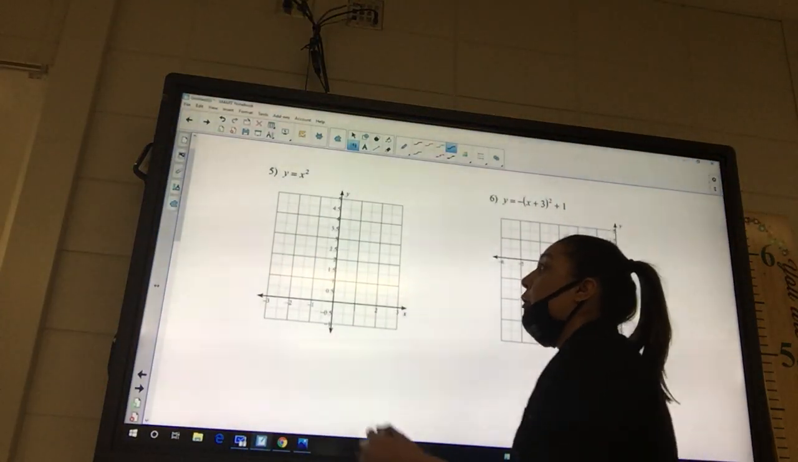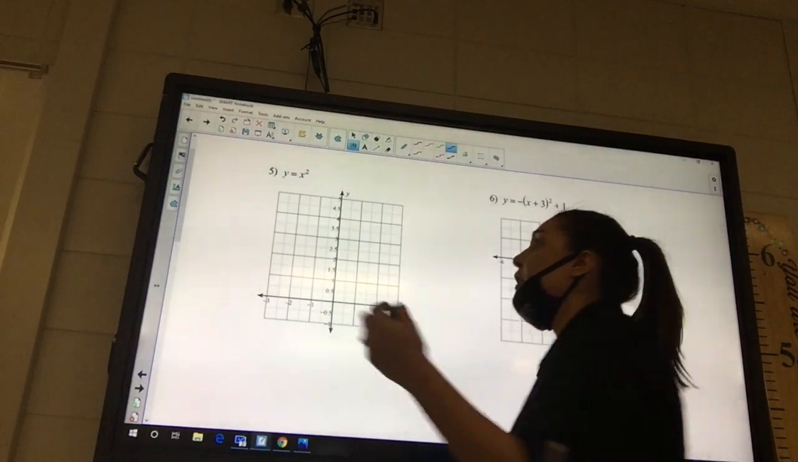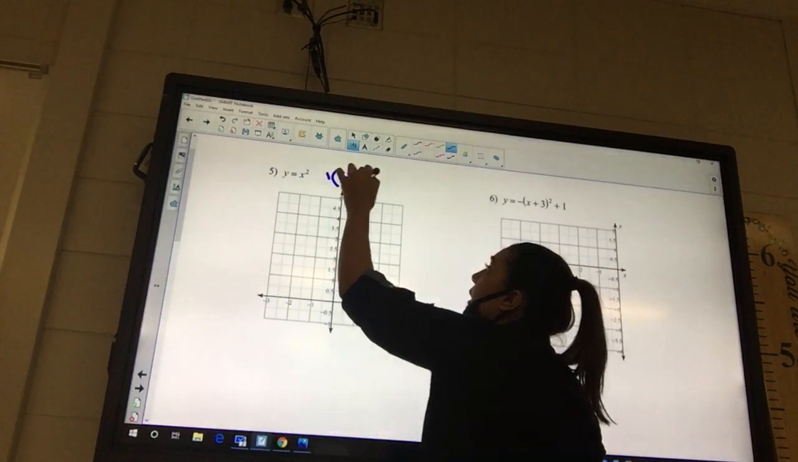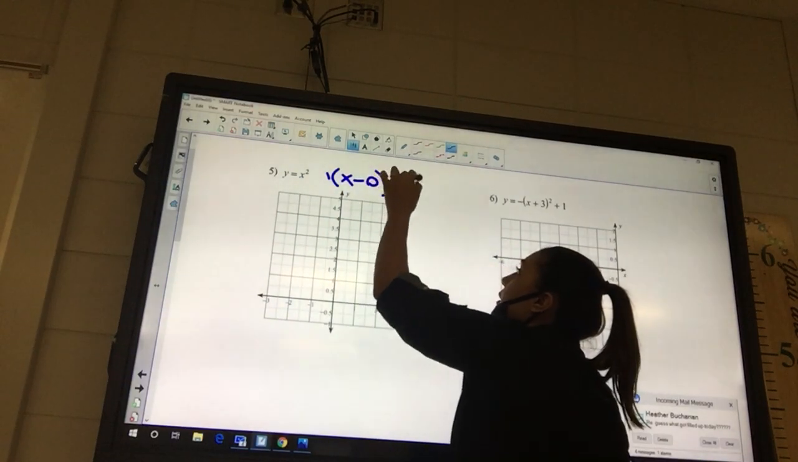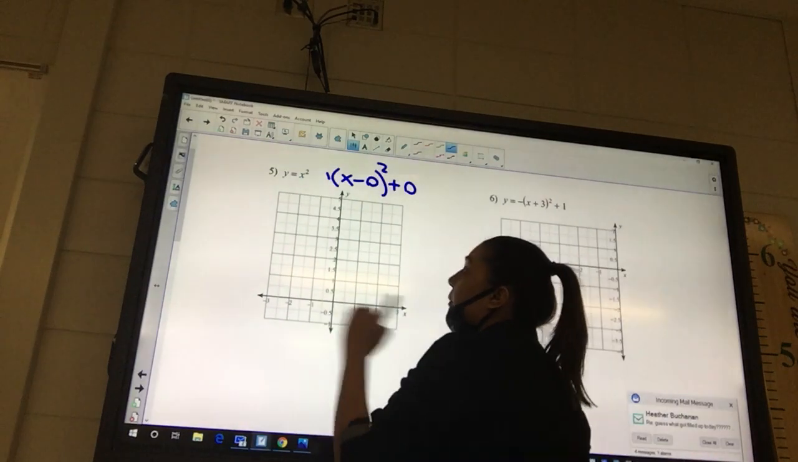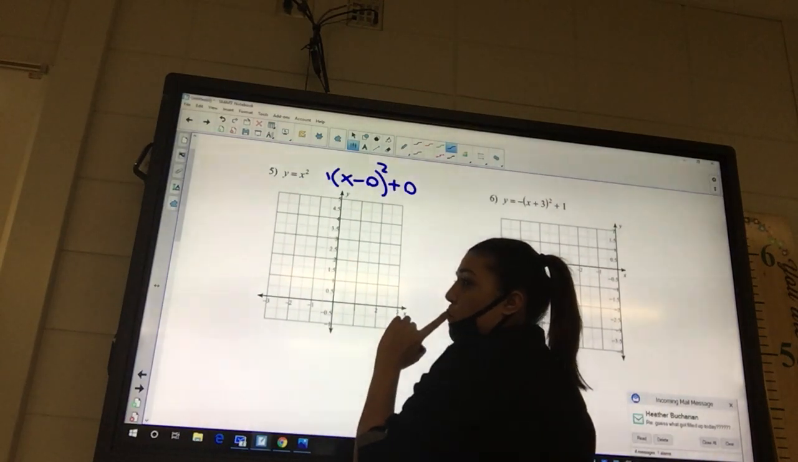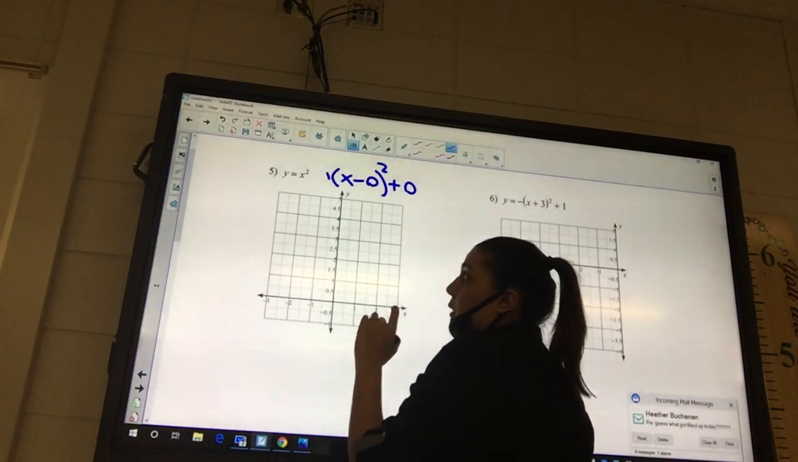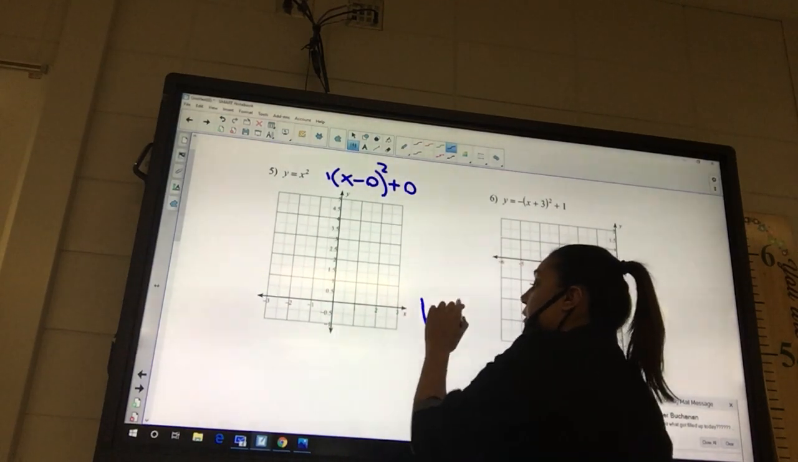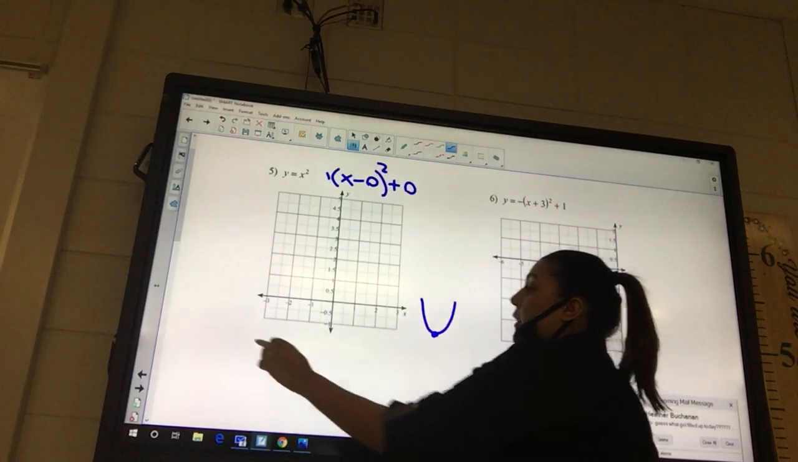0, 0. And how we could write this in our vertex form, it would have a 1, x minus 0 plus a 0. Does it have a max or a min? It's going to be a minimum because it opens upwards. That means the minimum point is down here. It's going to have a min.